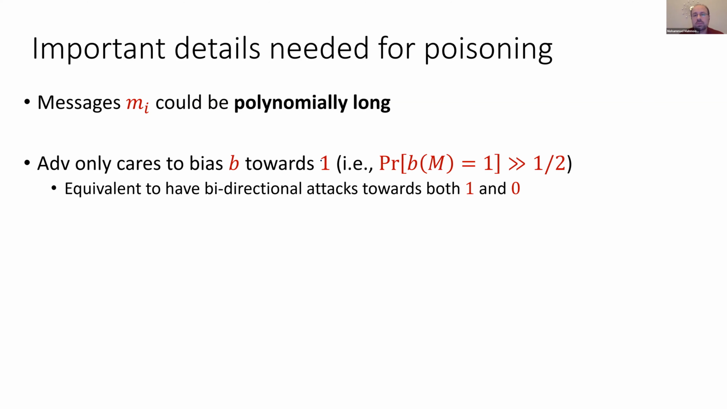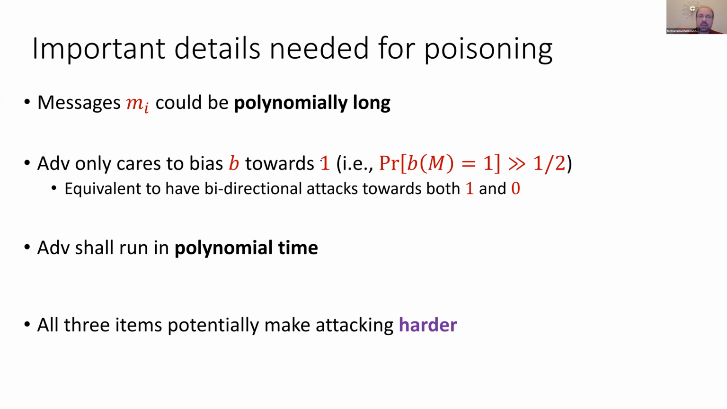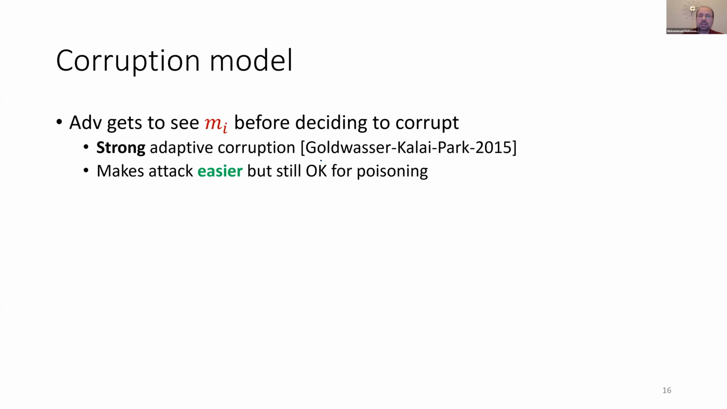So you can, without loss of generality, say that the adversary wants to bias it towards possibly both directions, or in my view, just towards 1. These are equivalent. I will always want to make it more likely to be 1, or I want to do it both ways. But typically in cryptography, if you pick a paper, it gives you an attack either way. And finally, we want a polynomial time attack. All these things make a potential attack on a coin tossing protocol harder, but still we want to be able to do it.